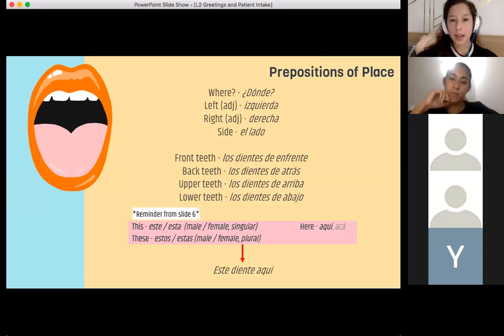Some more vocab to know. So again, where is donde in Spanish? If you want to say left, and it can be both a noun and an adjective, but we use it mostly as an adjective here, it's izquierda. It's a really weird word. Think of the fact that most people are right-handed, so if you're left-handed, you're kind of unique, just like this word, izquierda. Right is derecha. Side is lado or el lado, which I just described.